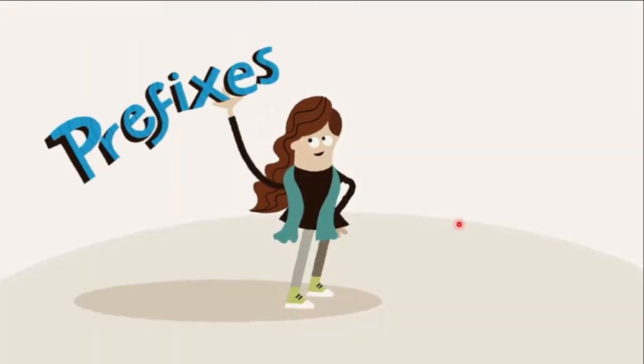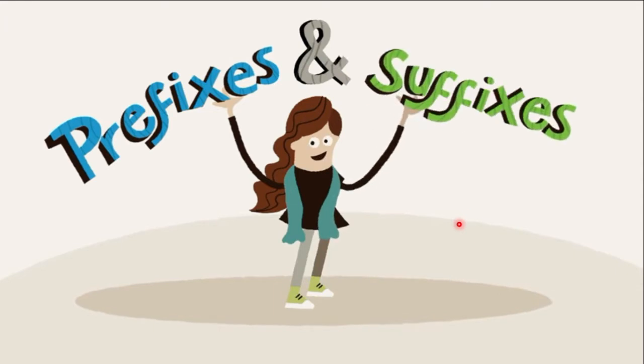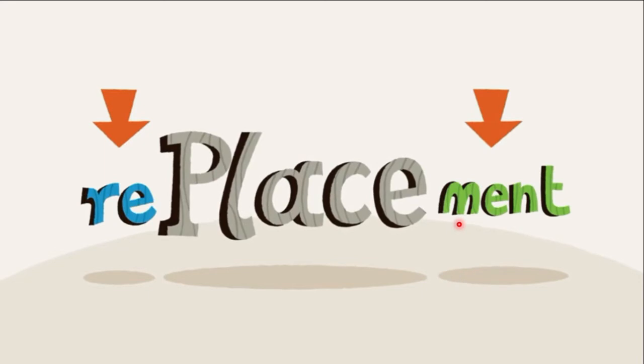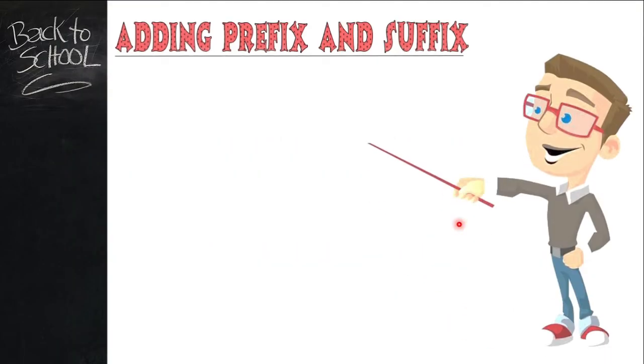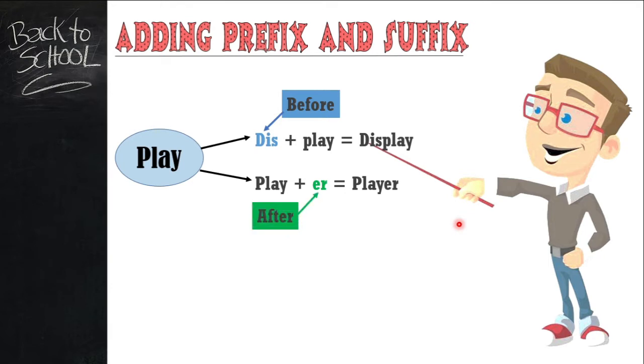Whatever we use before read is called a prefix, and whatever we use after the word is called a suffix. For example, place: if you use re before place, and if you use ment after the word, it is called replacement. Adding prefix and suffix: here is the word play. If you use dis before the word play, the new word will be display. If you use er after the word, the new word will be player.